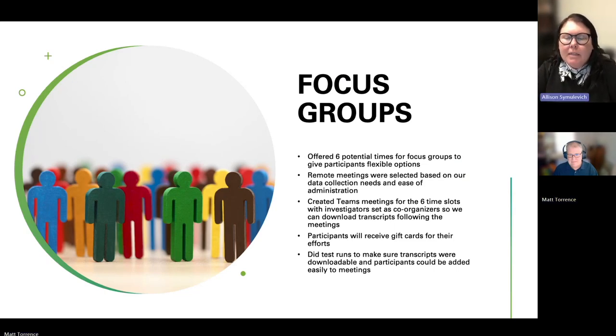So we offered 6 potential times for flexibility, some in the mornings, some in the afternoons, different days of the week, based on a Monday, Wednesday, Friday course schedule or a Tuesday, Thursday course schedule. We chose to do remote meetings based on both our data collection needs and just ease on participants. It's easier to meet in your pajamas online rather than coming into the library, and it also helped because we were able to do Teams meetings and download transcripts, which we'll go into a little bit more.